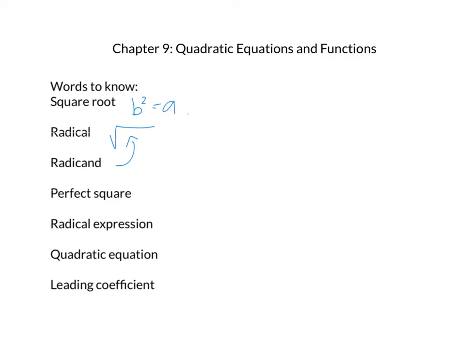A quadratic equation is an equation that can be written in standard form of ax squared plus bx plus c is equal to 0, where a is not equal to 0 and a is the leading coefficient. We'll be working more with quadratic equations as we move further in the chapter.